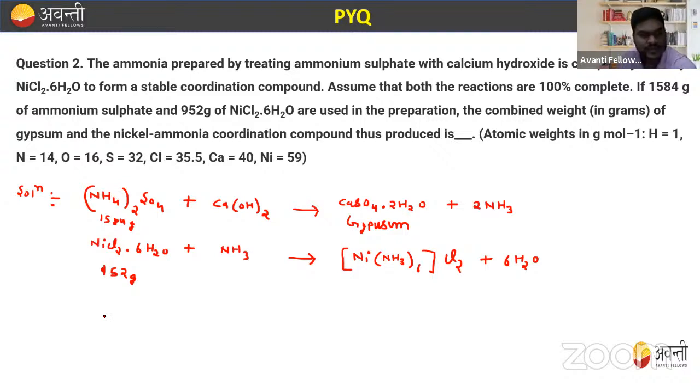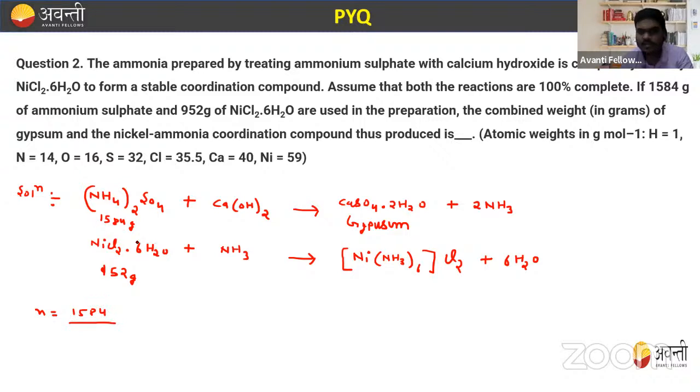How can we calculate this, beta? We know that mole is nothing but mass upon molecular mass. Here the mass is given, that is 1584. Just divide it by the molecular mass, and you get the number of moles.